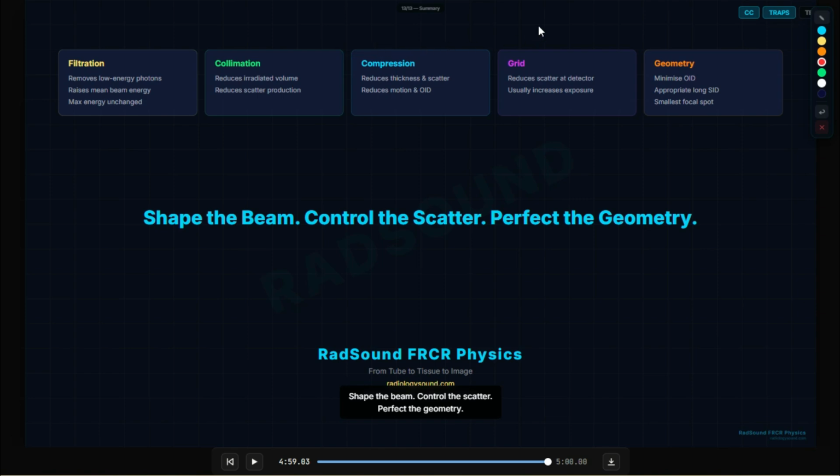Then after the beam leaves the patient, before reaching the detector, you place a grid or air gap. Then sometimes you apply geometry, such as minimizing object image distance and appropriate source to image distance, and the smallest focal spot while trading off the heat loading, because a larger focal spot will allow better heat loading. So shape the beam, control the scatter, perfect geometry.